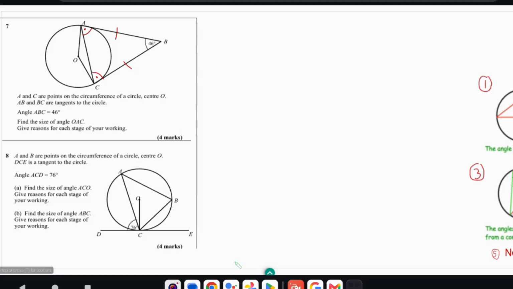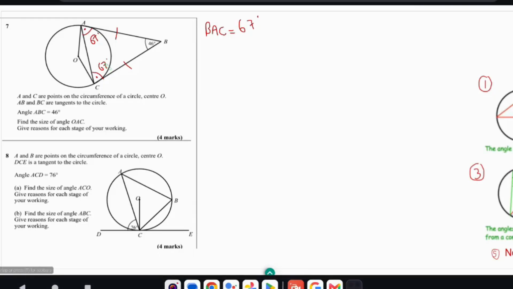So we can say BAC equals, so 180, take away 46, divided by 2, 67. What angle are we actually looking for here now? OAC. So we're looking for OAC, this angle here.